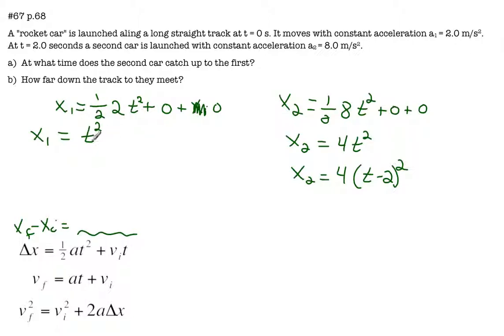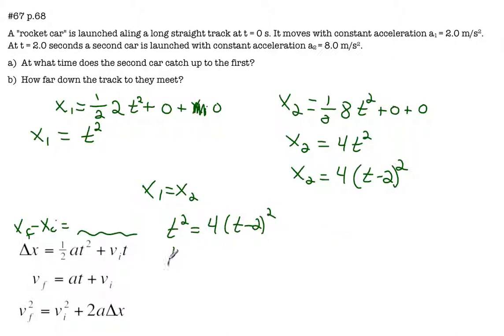Again, when time is 0, this car isn't even launched yet. So 2 seconds later, when this car is at a position at 2 seconds, I want this car to be launching. So when I put 2 in here, I'll get time 0 for this car. And this way, I can use these equations to figure out when these cars are going to end up meeting. Because part A asks, what time will the second car catch up to the first? That's when they have the same position at the same time. So what I need to do is say x1 has to equal x2, which is to say that t squared is going to equal 4 times the quantity t minus 2 squared.